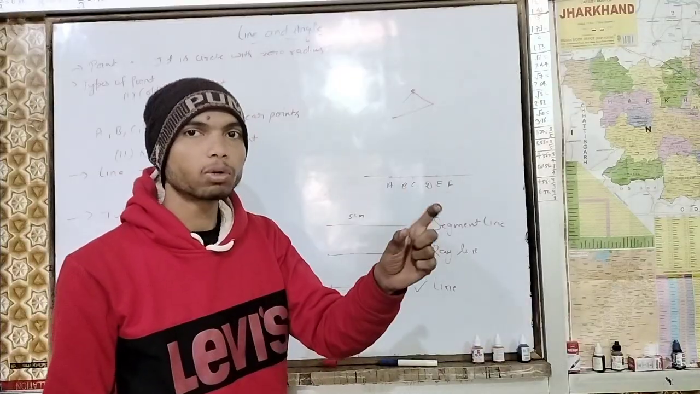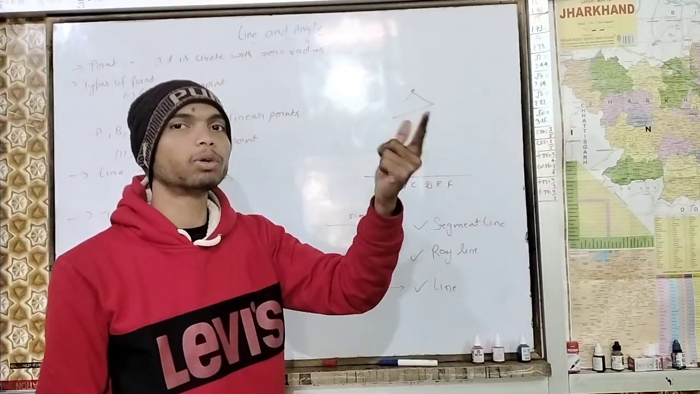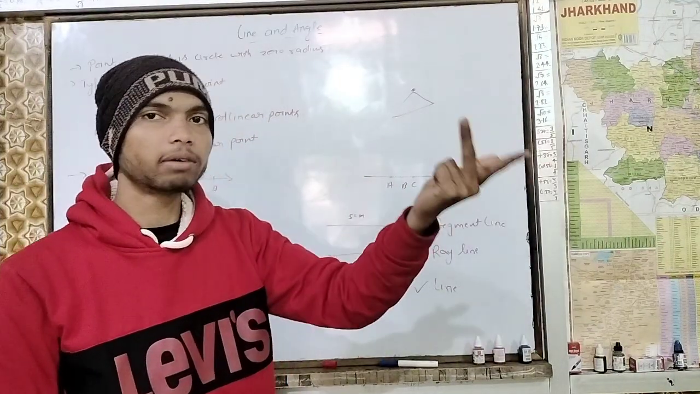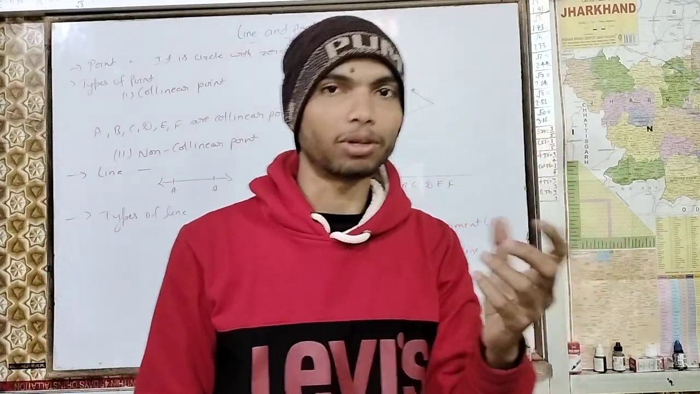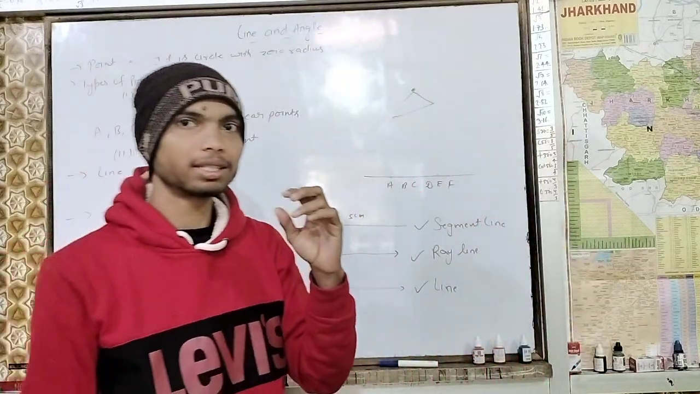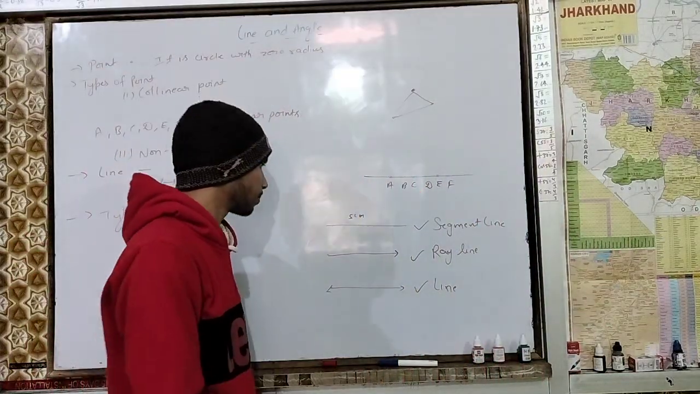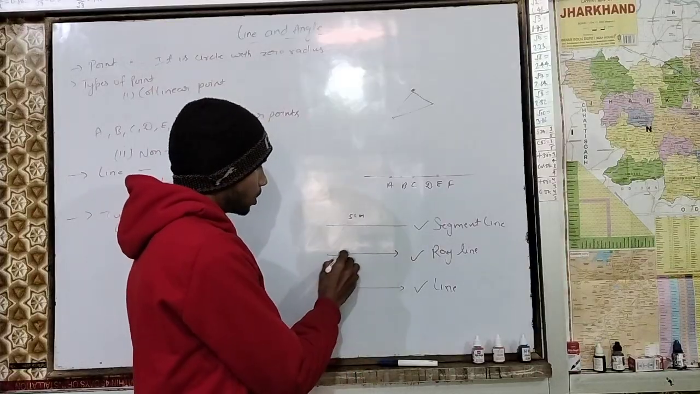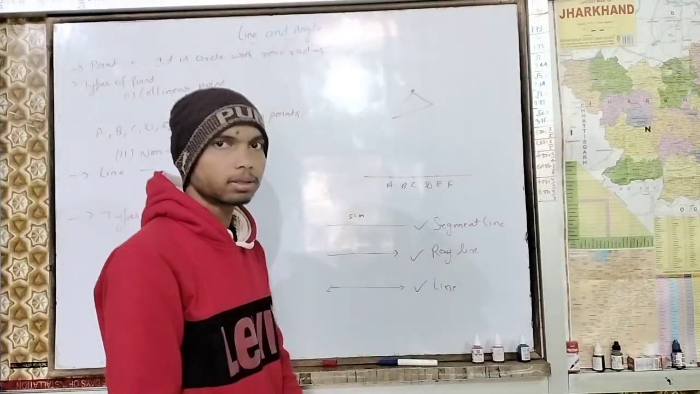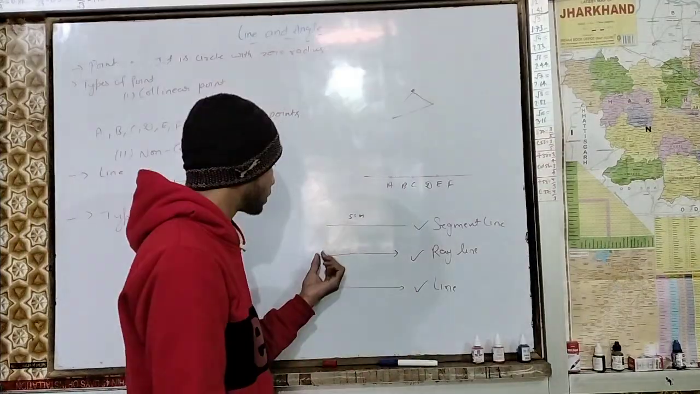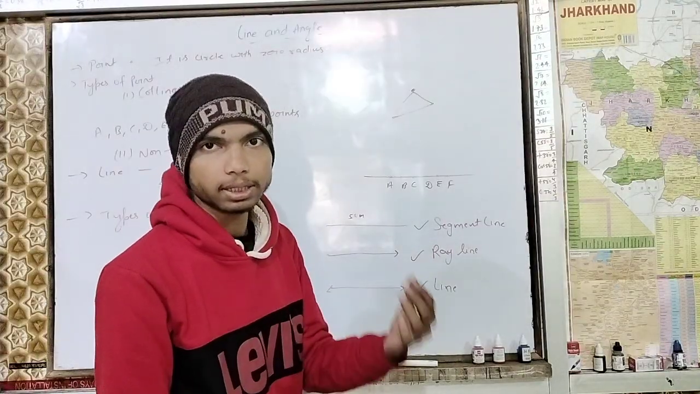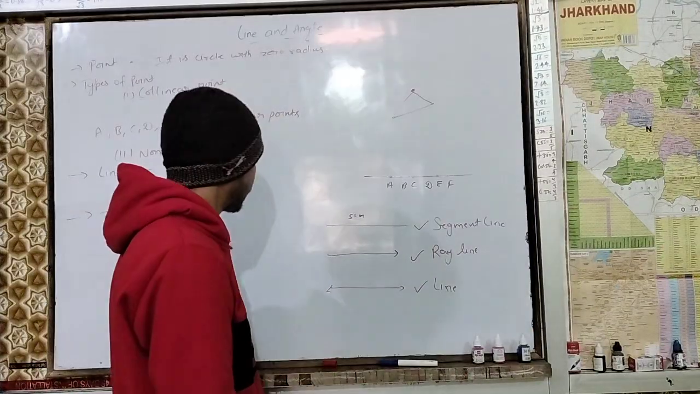Wherever you are observing an arrow end, it means that end does not have an ending point. That's why this will be known as having no end, and this will be known as just started from here. Okay.